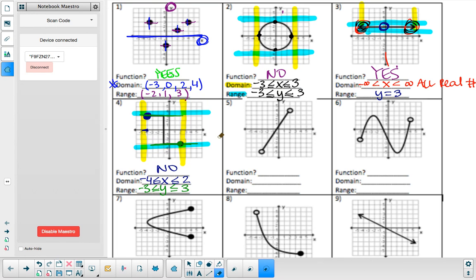And with this one, you could think of it as all real numbers greater than or equal to -3, but less than or equal to 3. So that's how you would see it written into words. All real numbers greater than or equal to -3 and less than or equal to 3.